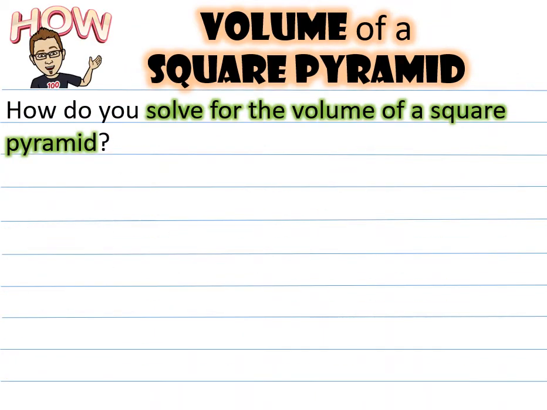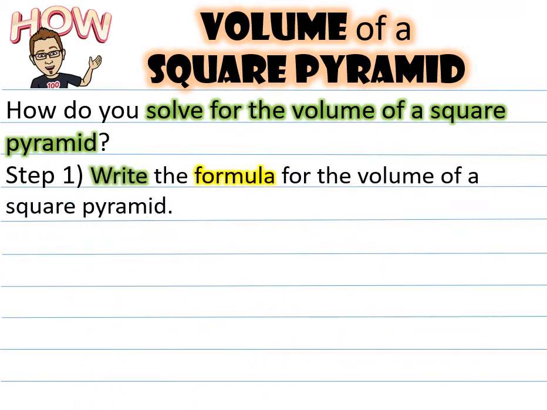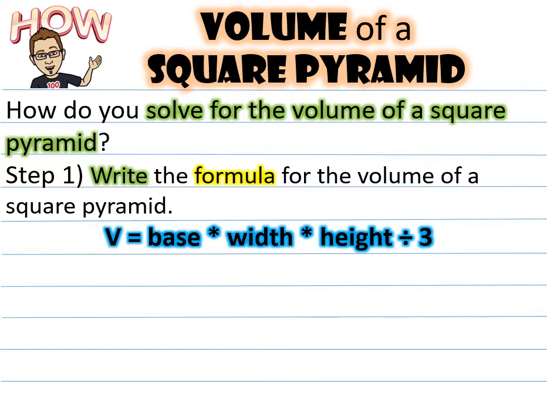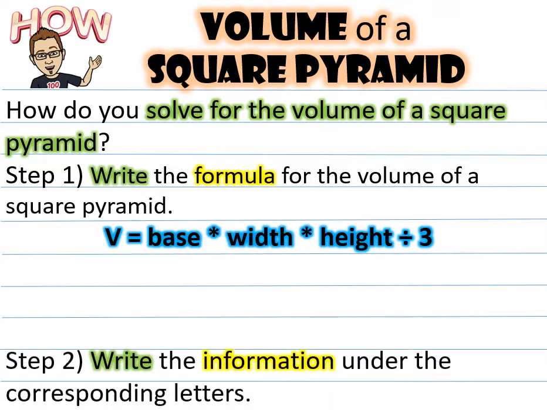How do you solve for the volume of a square pyramid? Step number 1, write the formula for the volume of a square pyramid. V equals base times width times height divided by 3. V for volume. And that formula, base times width times height, should sound familiar to you because in our previous video we talked about base times width times height being the volume of a prism. Here, we're going to divide it by 3 to turn it into a pyramid.